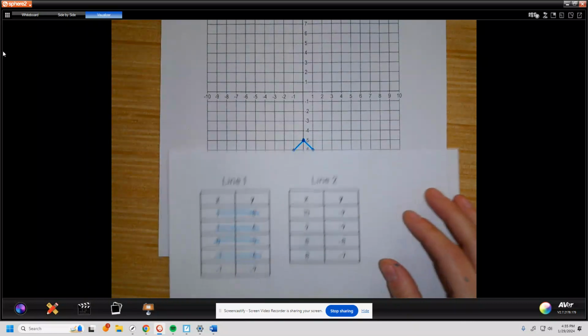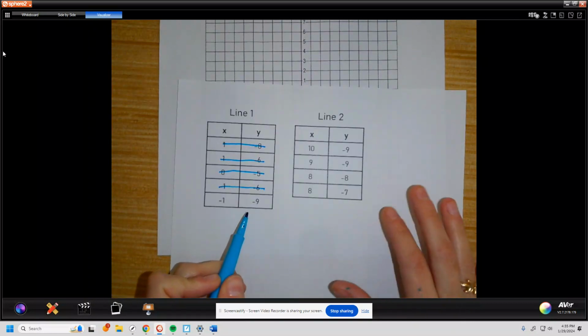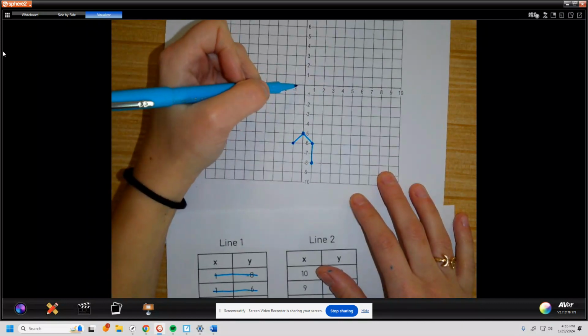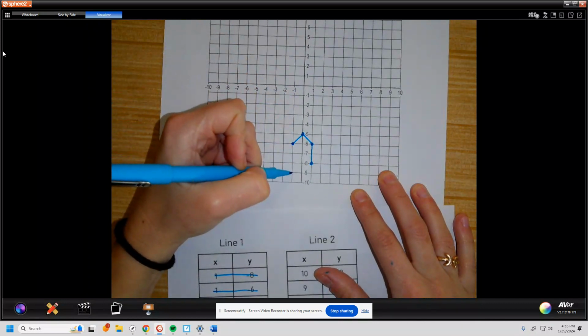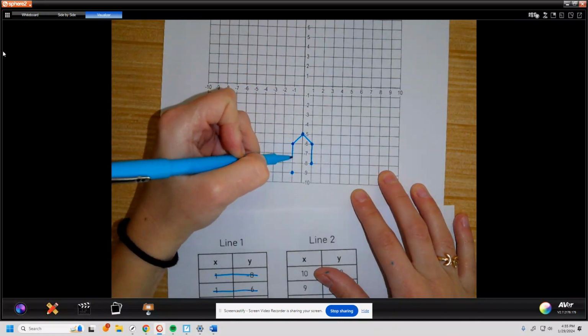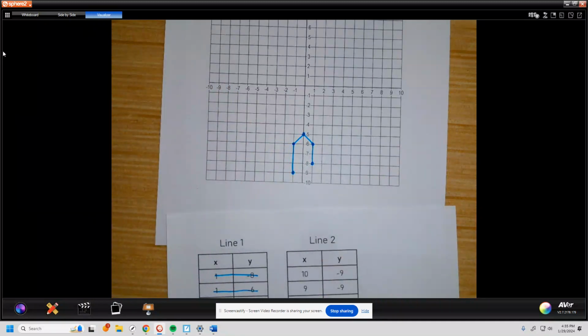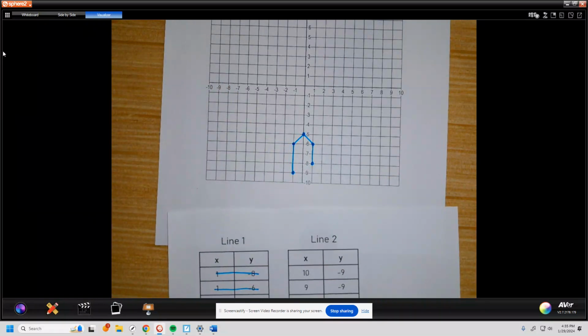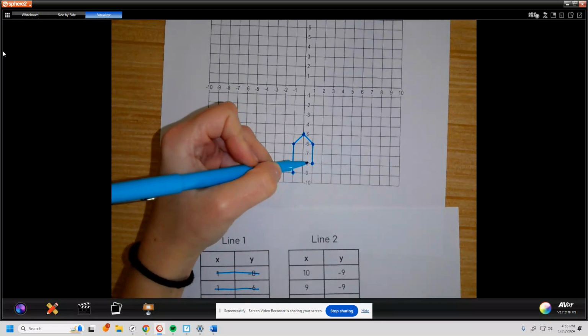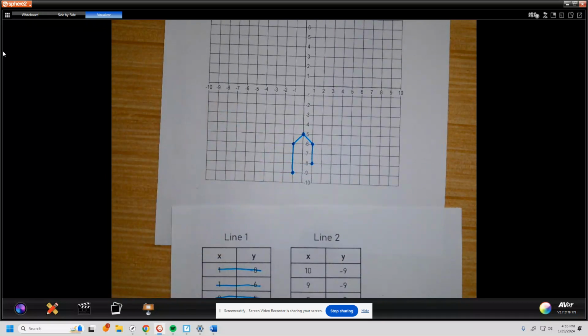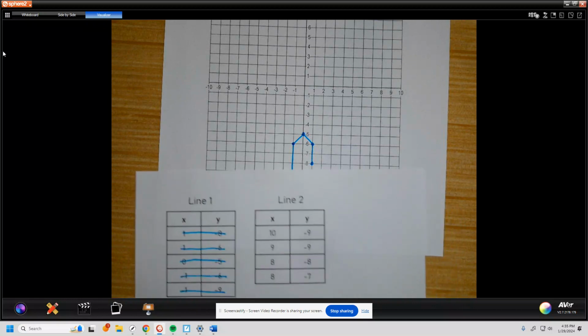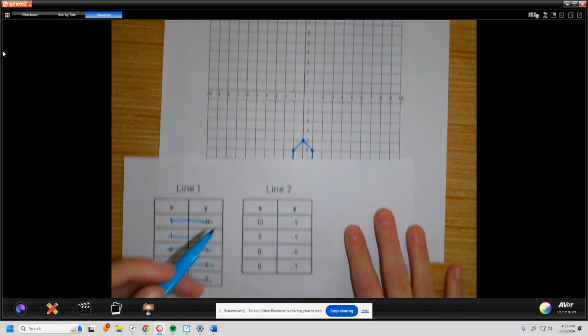And the last one on line 1 says (-1, -9). So I'm going to go over 1, down 9, like that. So you don't need to connect this back to the beginning. You just stop right there. That is line 1. All right, so line 2 is going to be separate. Let's do line 2 together.